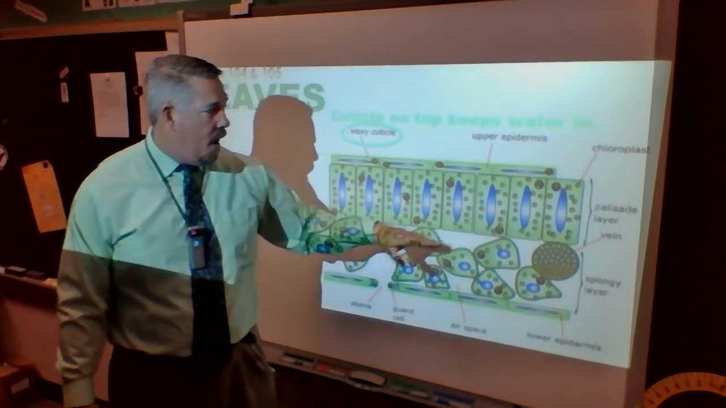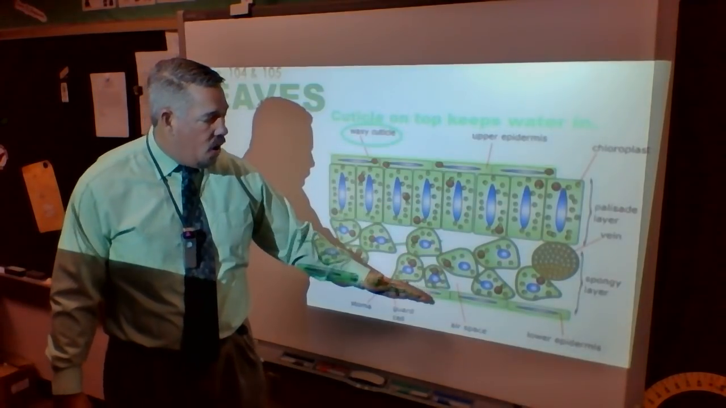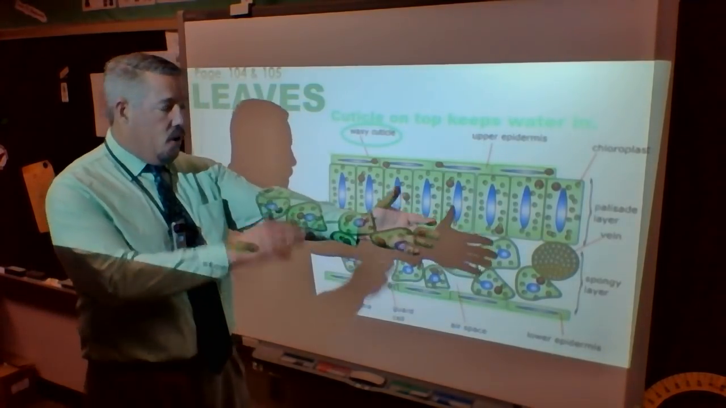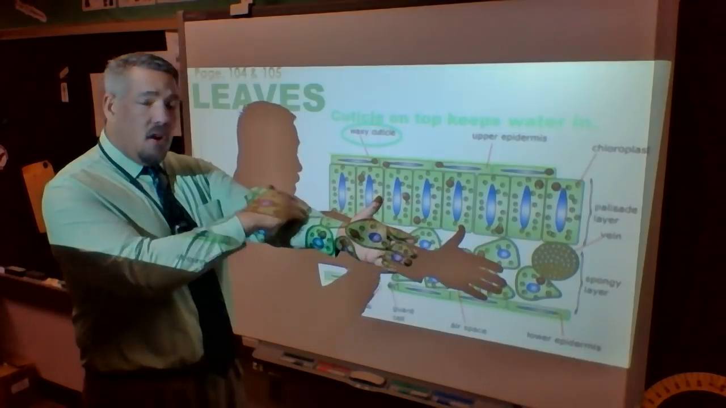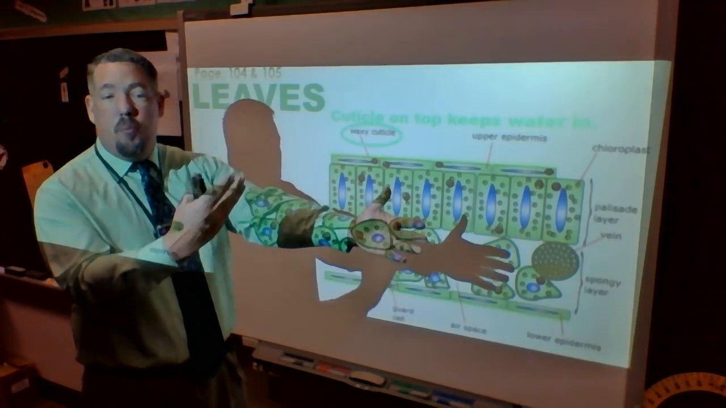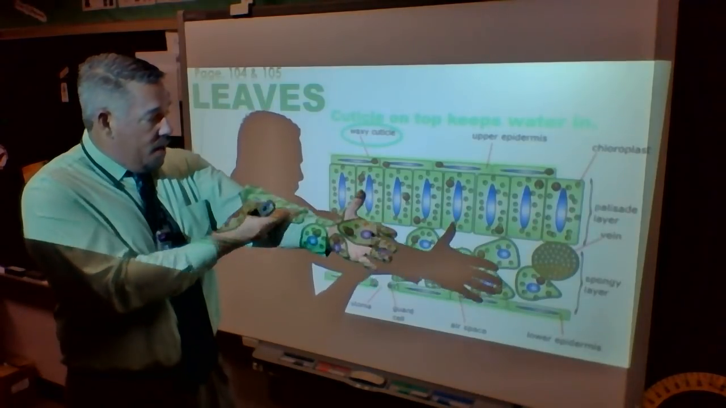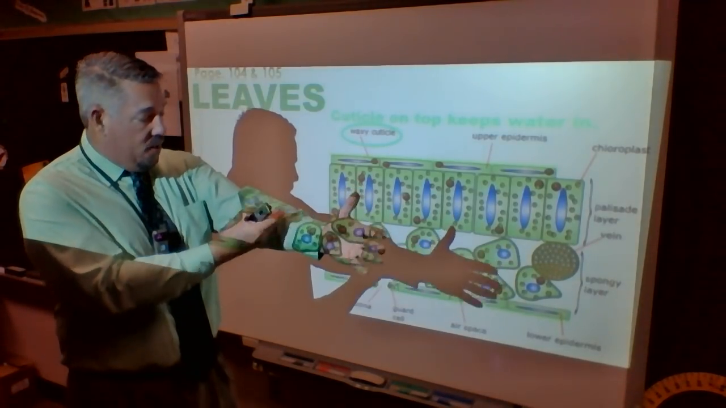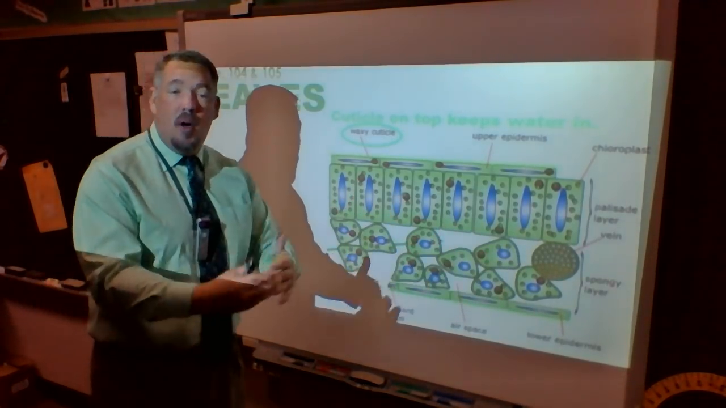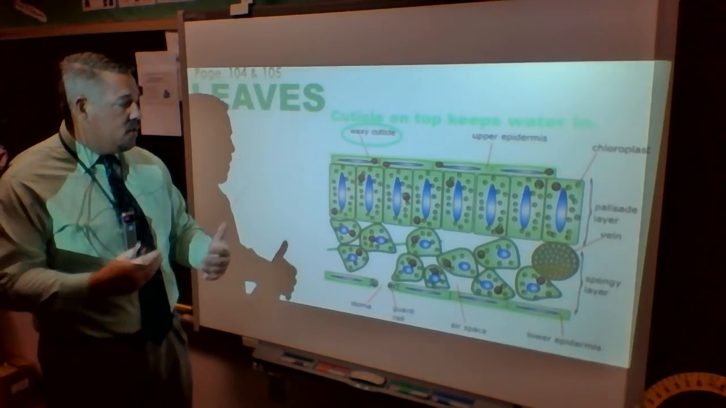Notice the chloroplast. I have an upper and a lower epidermis. So if I would look at my arm, I talk about the skin at the top would be the upper epidermis, and the skin at the bottom would be the lower epidermis, and then I'd have all this information of things in between with the muscles and the veins and the arteries and the bones.